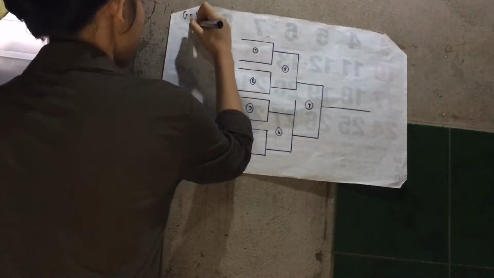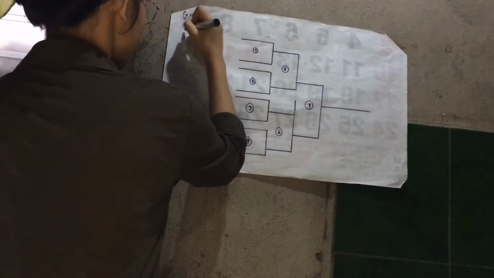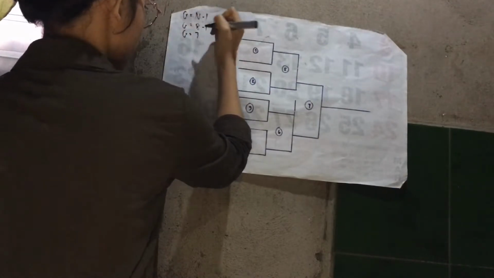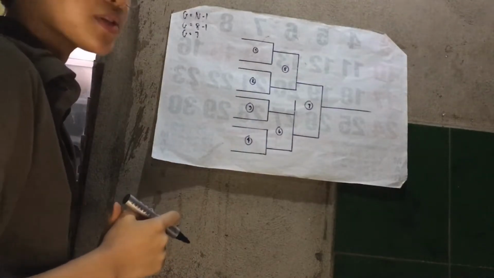Let's say that we have 8 teams right here, so this is 8 minus 1, N minus 1. This is going to be equal to 7. So our number of games, in total, we have 7.